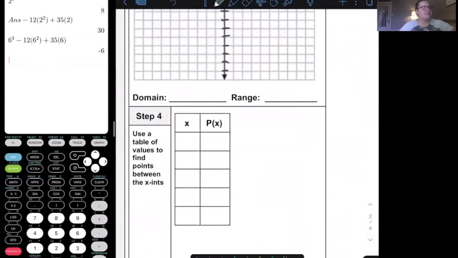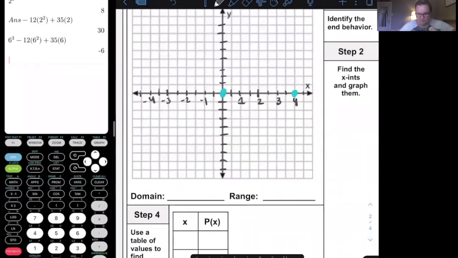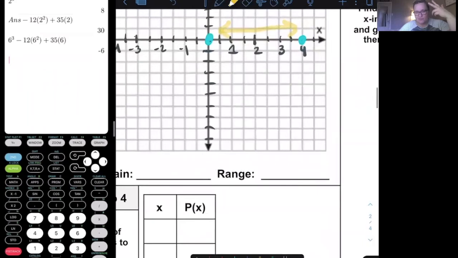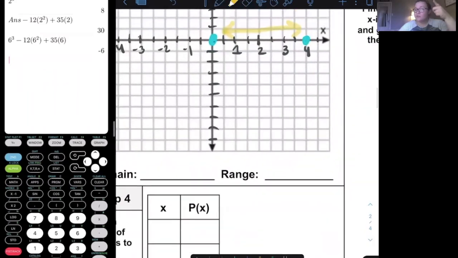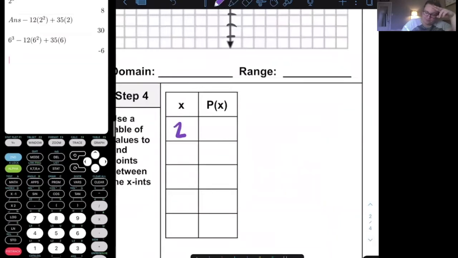So remember, we need to find x values, plug them into the function and see what we get for y, so we have some points to plot. And because there were only 2 x-intercepts, we need to use some values between 0 and 4. I'm actually going to make you plug in 2 in between there. Normally, I would only make you plug in 1, but I want you to plug in 1 or 2 and 3.